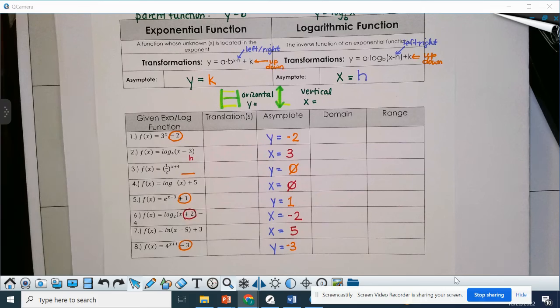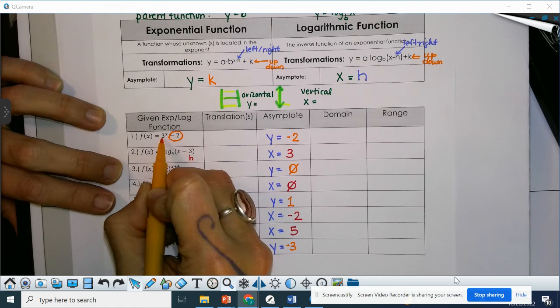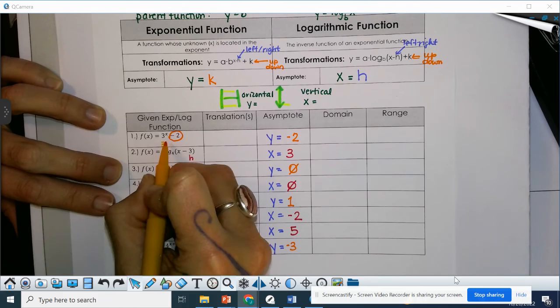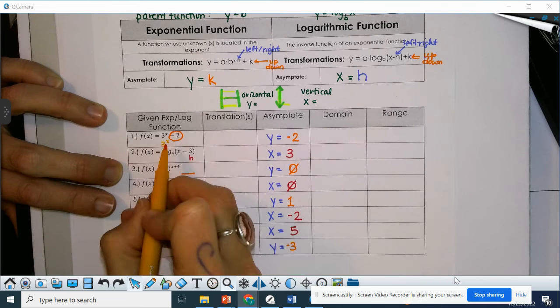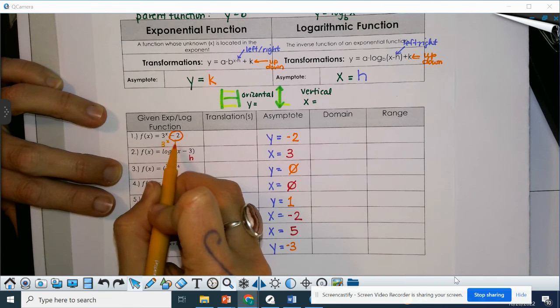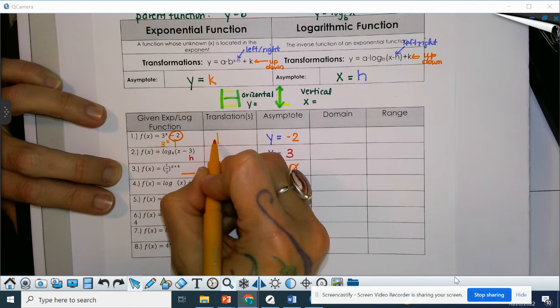Now, for transformations or translations, so as things happen. Looking at this, the base, the parent function, would be 3 to the x. There's nothing attached to the x, but there is that minus 2, which means it's going to go down 2.